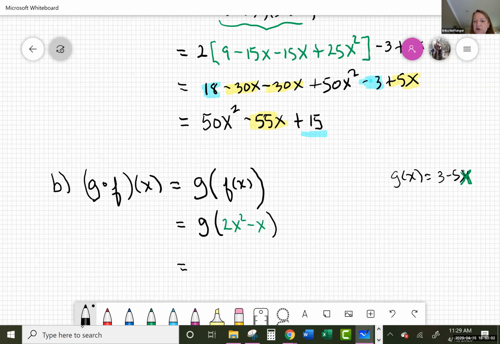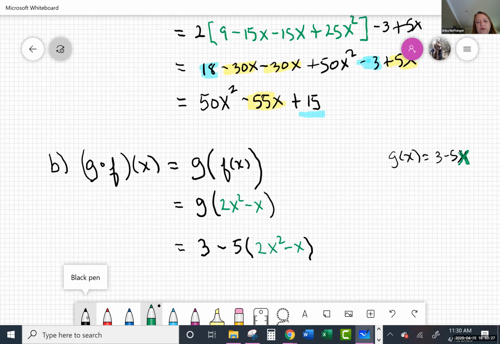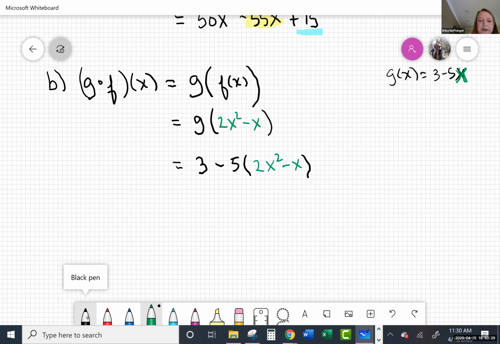So this is equal to, let's just go through the equation of g of x and put parentheses where we see any x. So we have 3 minus 5. We see an x there, so we're going to put parentheses because we're going to replace that with 2x squared minus x. And so we can simplify a little bit by distributing our negative 5 inside that parentheses.